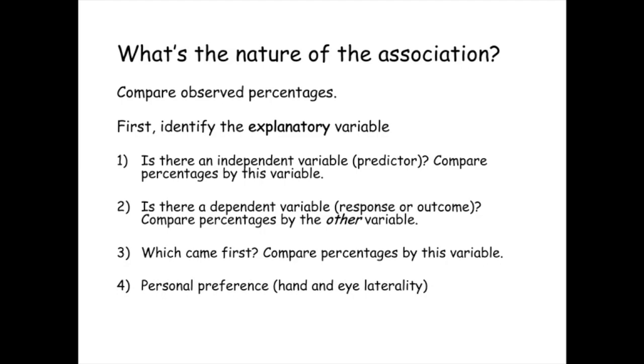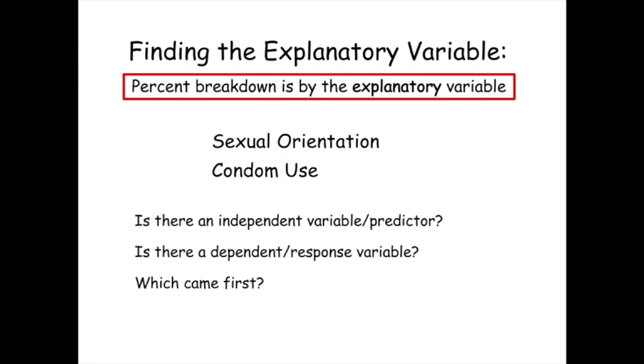In some cases, there will be no clear explanatory variable. For example, if the results had been significant for the hand and eye laterality study, the researchers could probably choose either variable as explanatory. In the current study, it is safe to assume that sexual orientation preceded condom use, so we will take this as the explanatory variable.